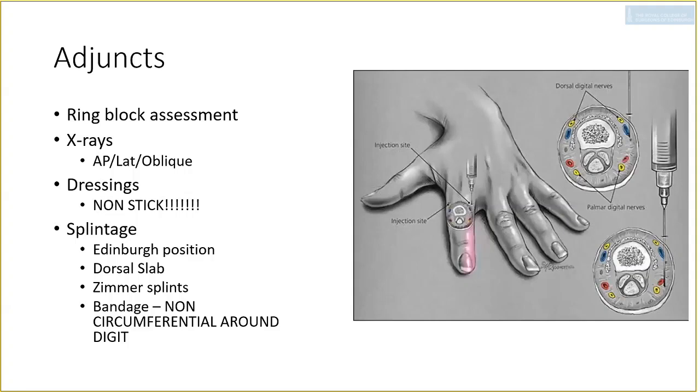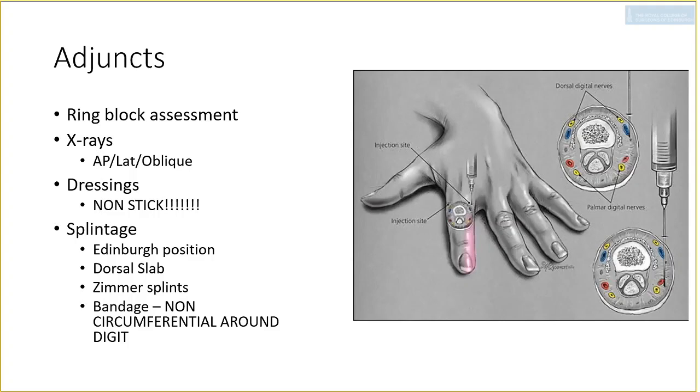Dorsal slabs are very useful for flexor tendon injuries. So if you're worried that there might be a partial flexor injury or a complete flexor injury, if you extend the wrist, that will widen the gap between the tendon endings. But if you flex the wrist, it brings them closer together. So putting a dorsal slab on the wrist until the patient has a definitive assessment or a procedure can reduce the distance and the gap and the hematoma between the tendon ends.